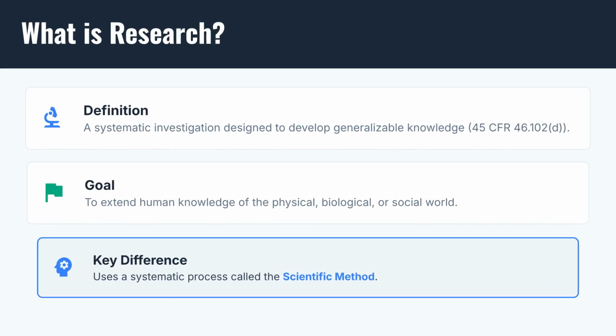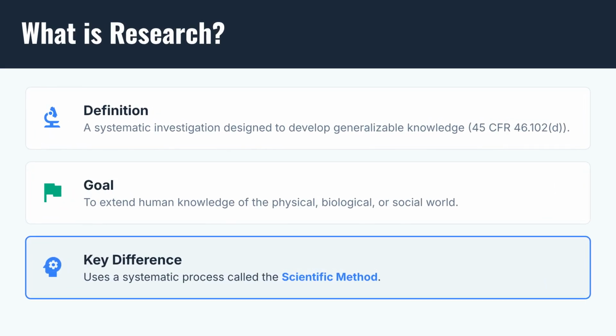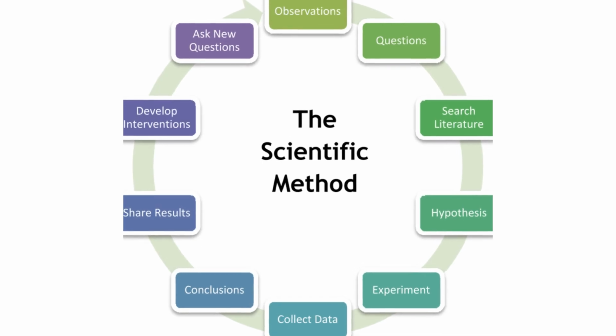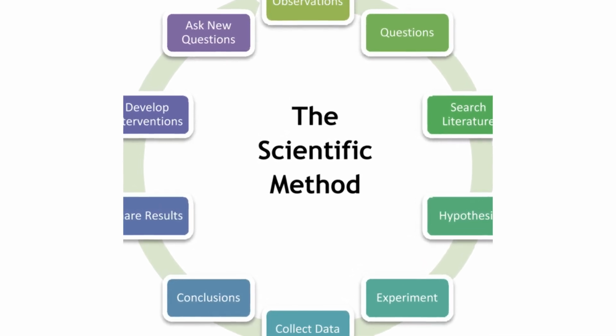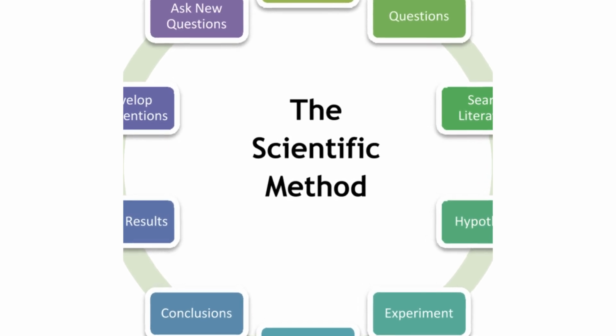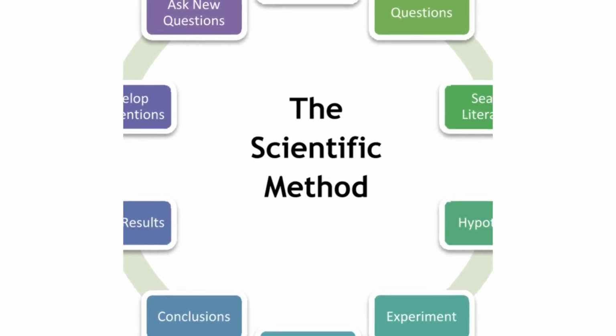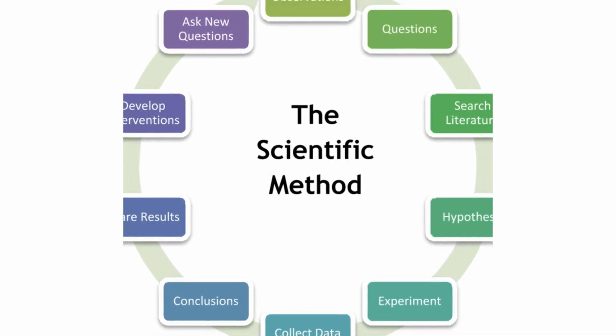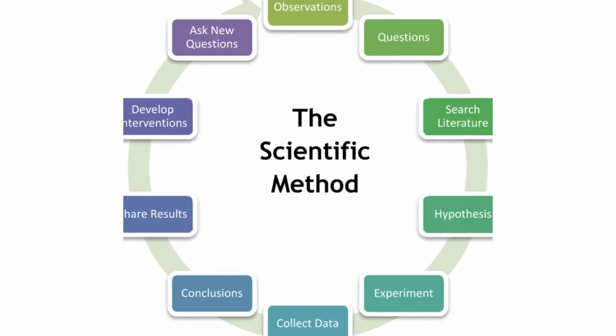Research is defined as a systematic investigation designed to develop generalizable knowledge, aiming to extend human knowledge across the physical, biological, or social world. A key difference in research is the use of a systematic process called the scientific method. The scientific method follows a cyclical process, starting with observations and questions. This leads to literature search, hypothesis development, and experimentation. The cycle continues with collecting data, reaching conclusions, sharing results, and developing interventions, which often leads to asking new questions.